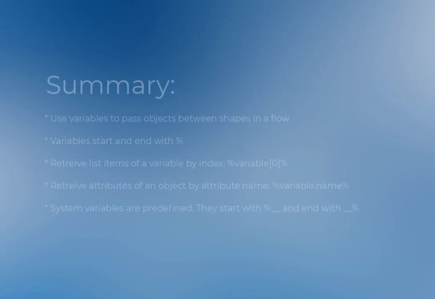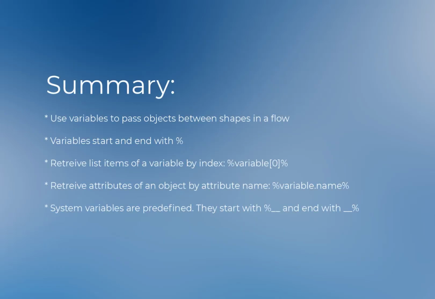To conclude this chapter, we have seen that, to pass an object from one shape in the flow to another, we will have to use variables. Variables start and end with a %. When the variable contains a list, we can refer to an item in the list by using the zero-based index of the item between straight brackets right before the closing %.